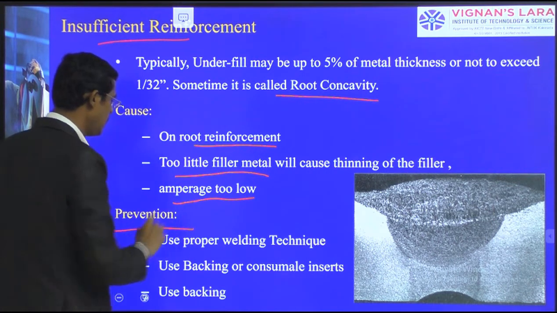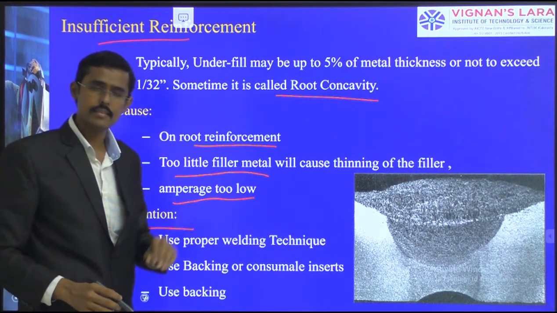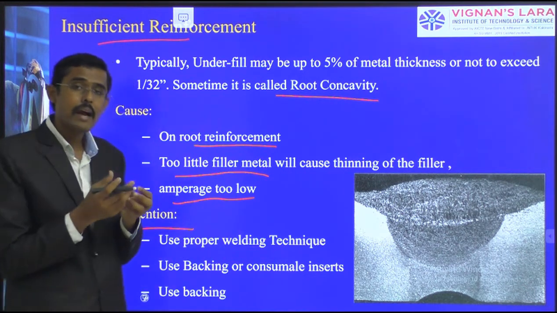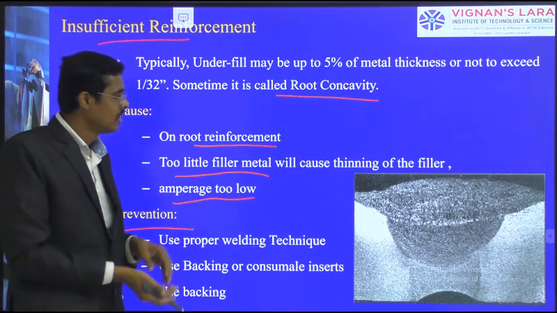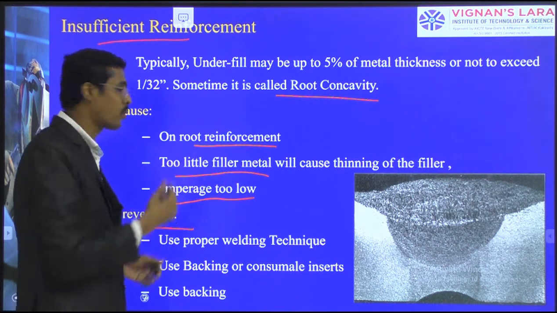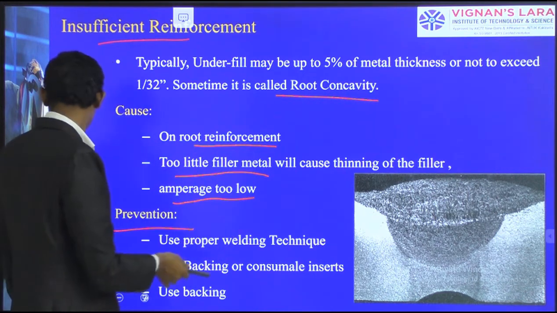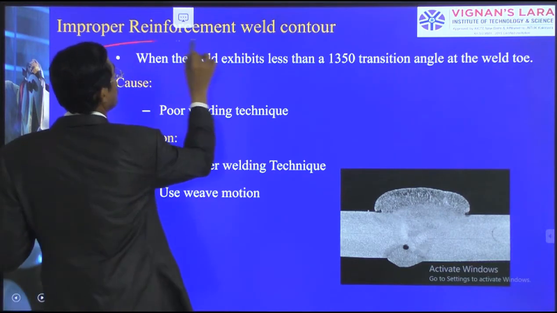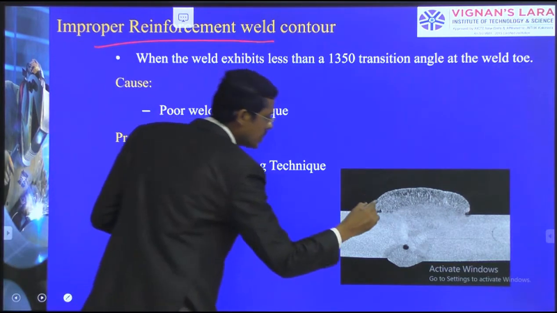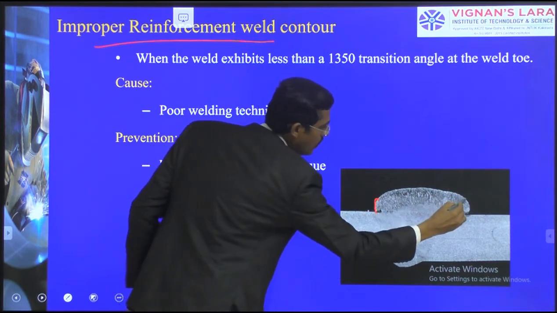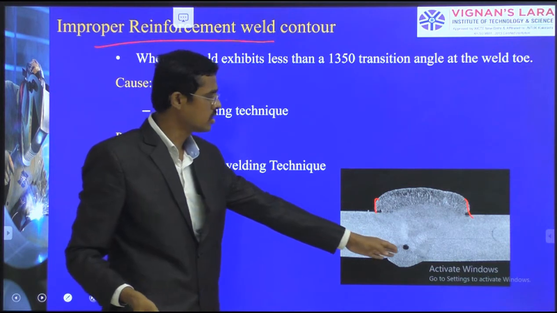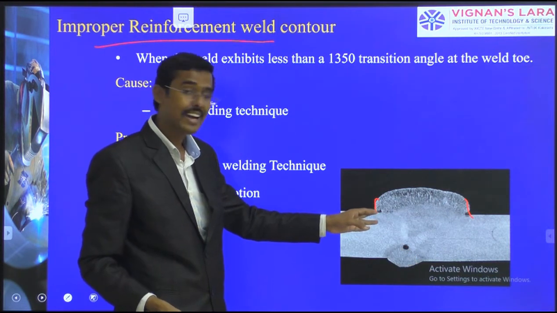How can we prevent it then? Use proper welding technique, use backing or consumable inserts, and use the backing to cover the specific welding processes. See here how the images are. Improper reinforcement weld contours: see this one. This is improper weld contour. It is coming downwards. There are other defects too. Blowholes are there, and here also some overlapping is there.